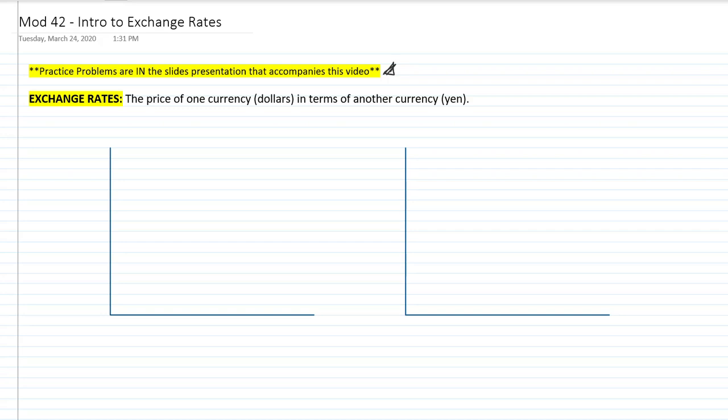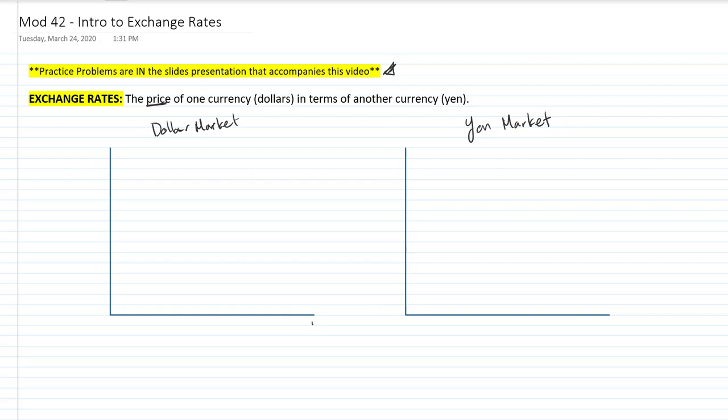So first thing, an exchange rate at its most basic is the price of one currency in terms of another currency. And it really helps to do this by looking at both currencies side by side. So I'm going to create here a dollar market, a market for dollars, and I'm going to create a yen market, a market for Japanese yen.